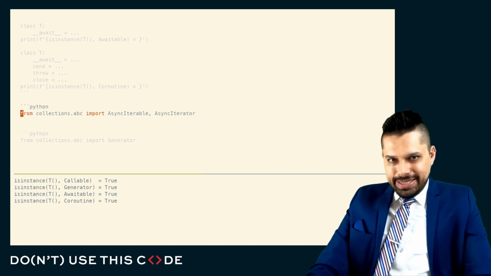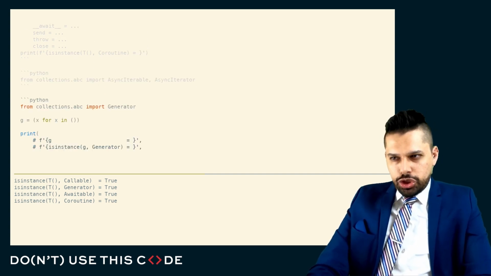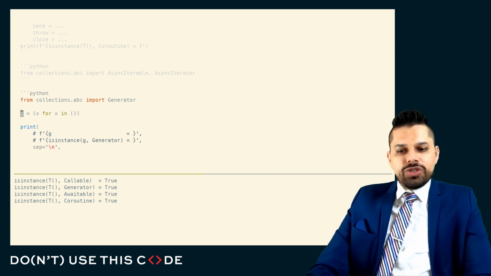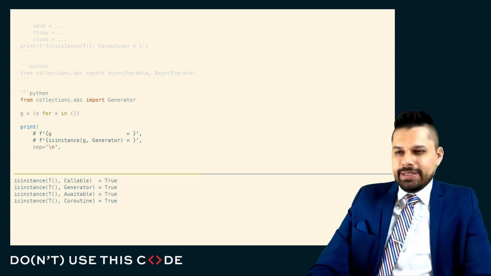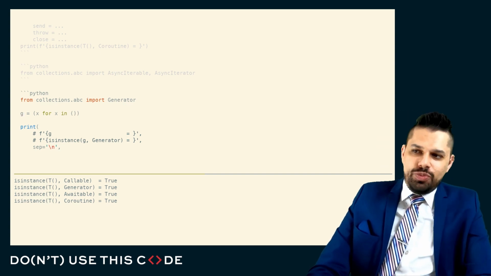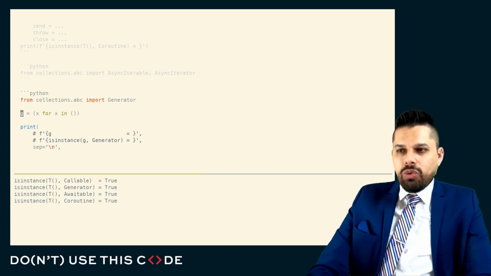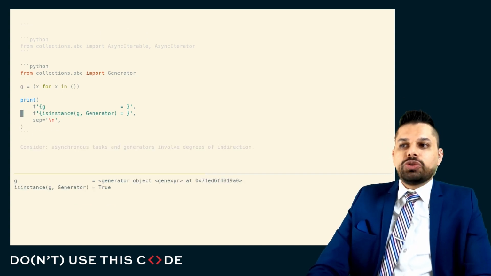Now, I don't want to go any deeper into this, what an async iterable is or an async iterator is, but I want to show you something important. When you look at this structure here, you might say, what is this? Is this a tuple comprehension? No, there's no such thing as a tuple comprehension. Is this a generator? Is this a generator instance? Well, here we can see that what G is, is the generator object. This is the actual generator itself.